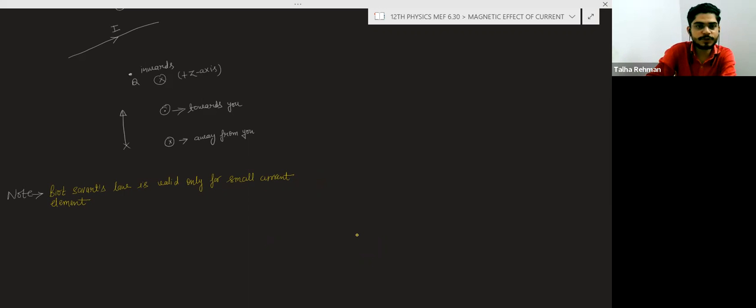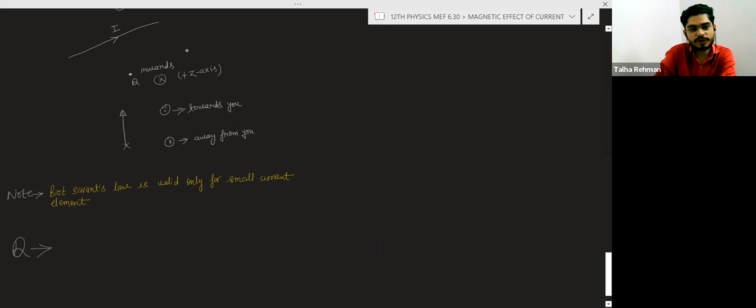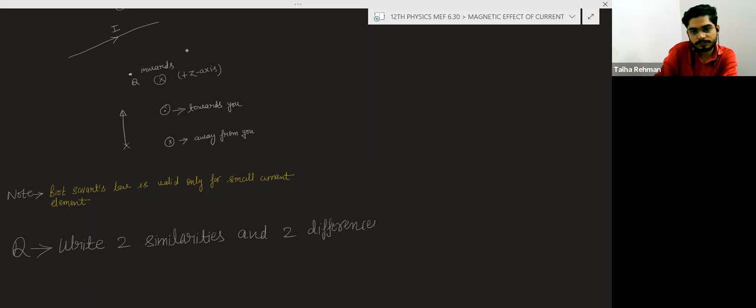So I am giving you a question for the homework. If you do not know, you can check any book or search on the internet or Google it. Write two similarities and two differences between Biot-Savart law.